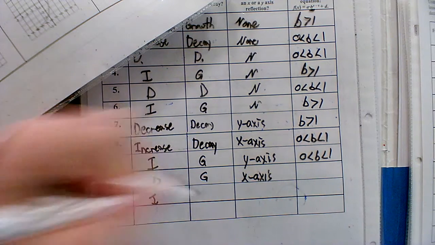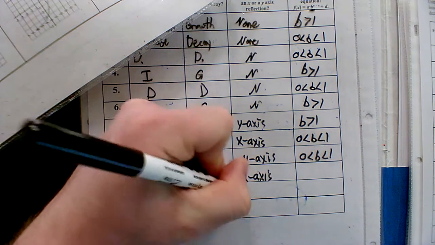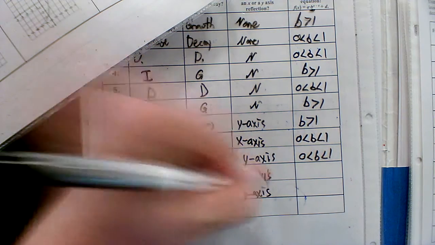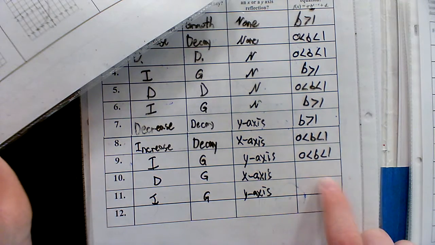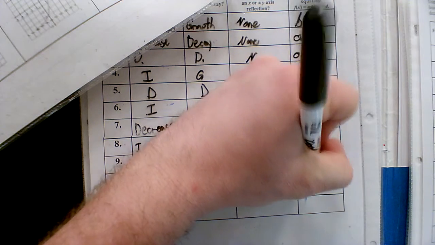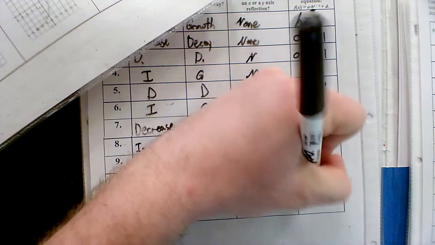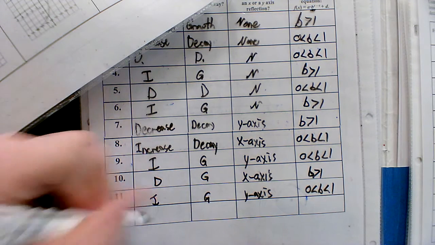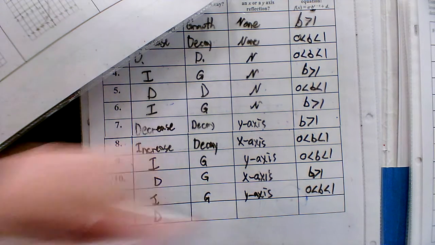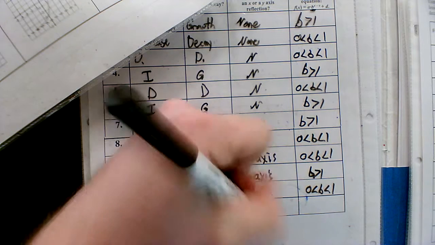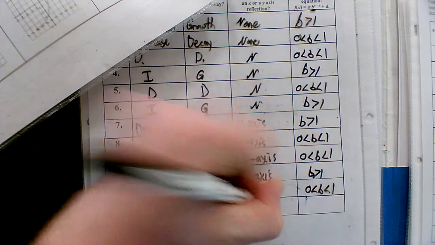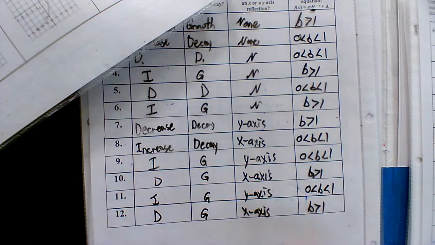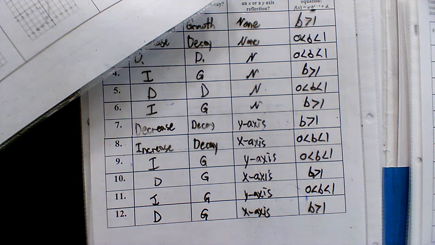11, increase, growth, y-axis, and I guess I forgot that on 10. So 10, b is greater than 1. 11, in between 0 and 1. 12, decrease, growth, x-axis, and greater than 1. So make sure all your answers match up.